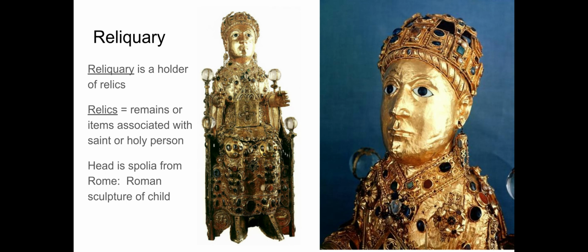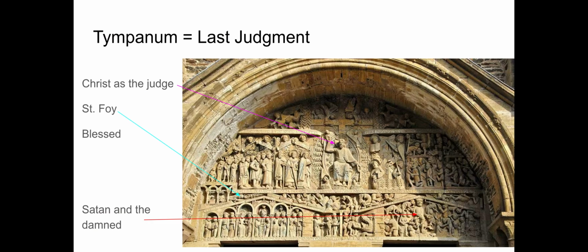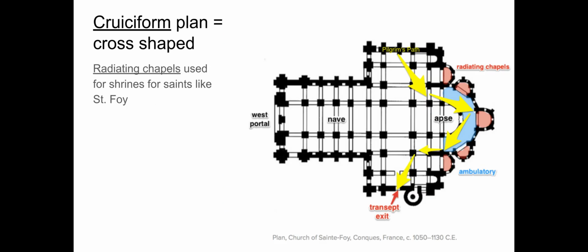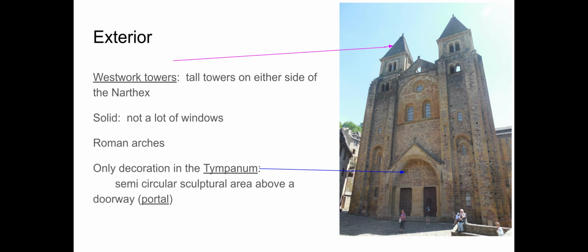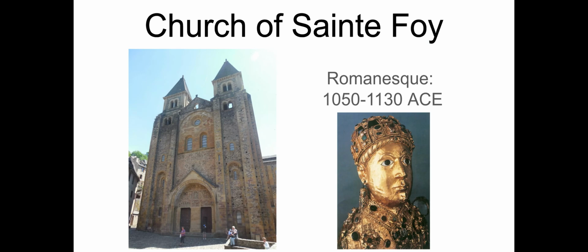So again, that is the Church of St. Foy, our Romanesque piece, highlighting the Last Judgment, highlighting church building that was really going on with great zest in this time period, as people were newly and intensely concerned about their afterlife because of that change in the time period from 999 to the year 1000 ACE.